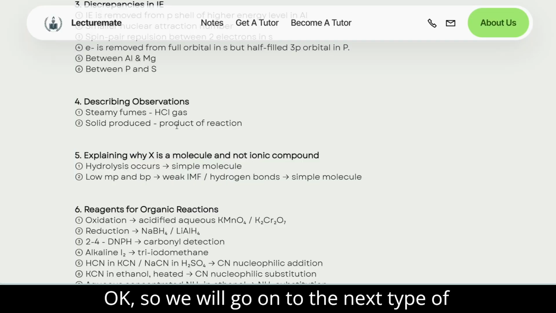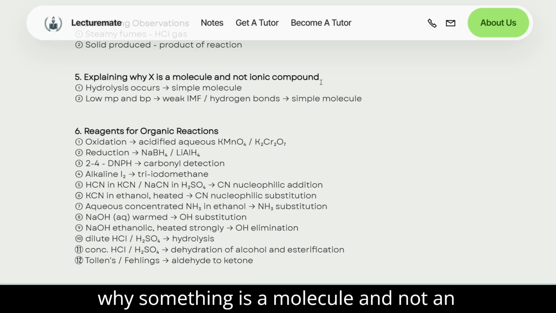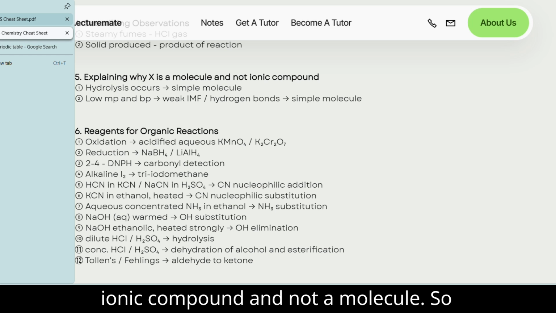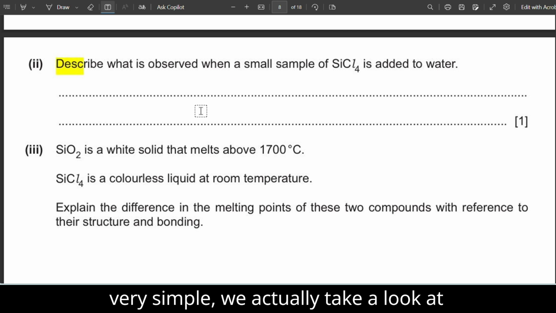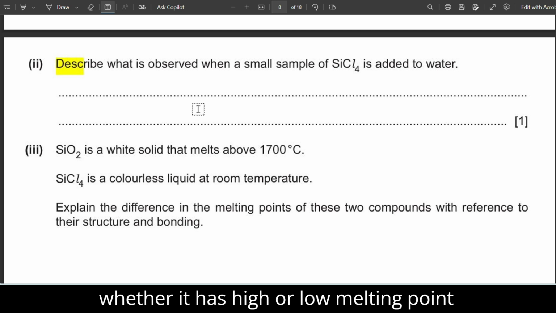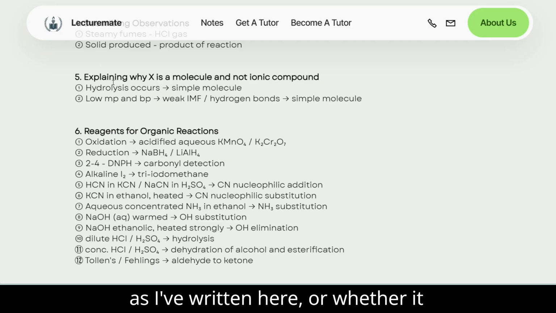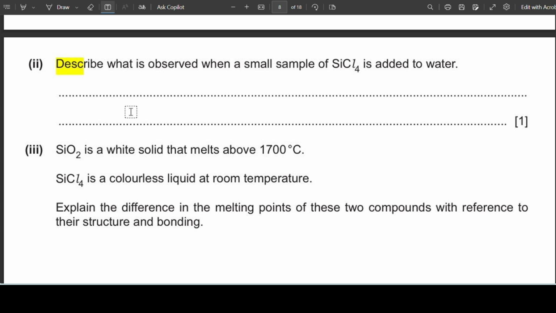Okay, so we will go on to the next type of question, where we will have to explain why something is a molecule and not an ionic compound, or why something is an ionic compound and not a molecule. So very simple. We take a look at whether it has a high or low melting point, as I've written here, or whether it undergoes hydrolysis.